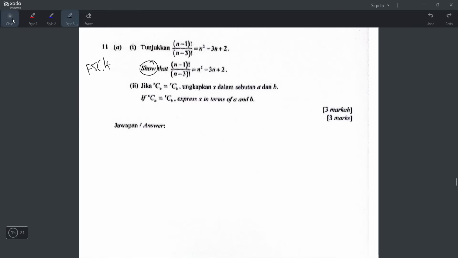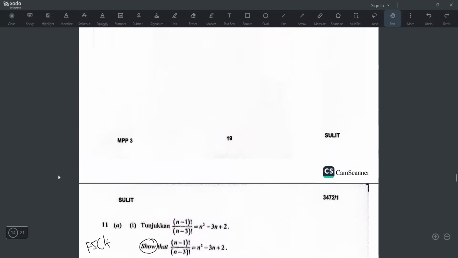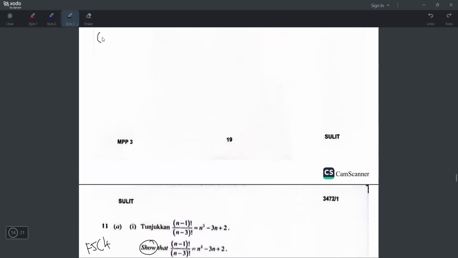For me, I think it's the left hand side. So I'll do it up here. I will try to change from left hand side to right hand side. So the left hand side is (n minus 1)! over (n minus 3)!. And then I'll just equal and try to change it so that my final answer matches the right hand side. So how do you do it?